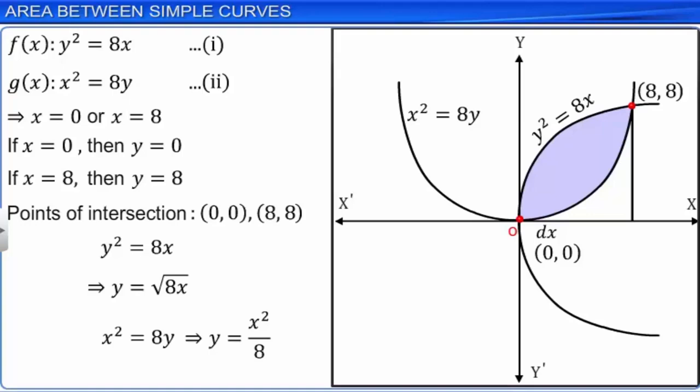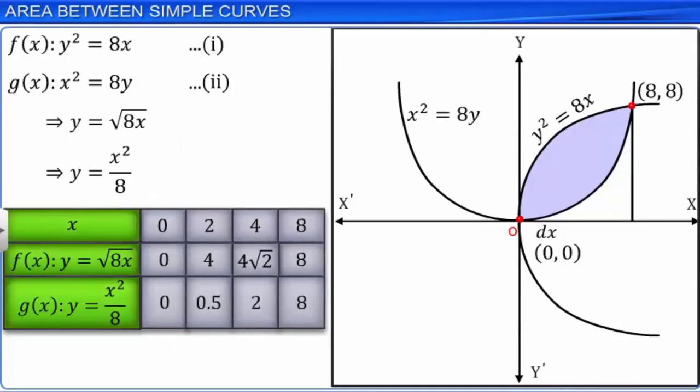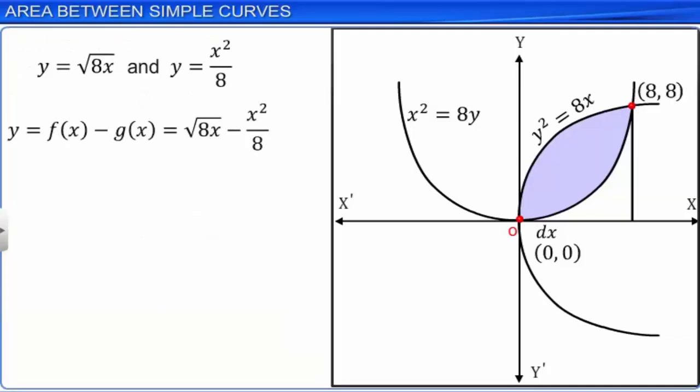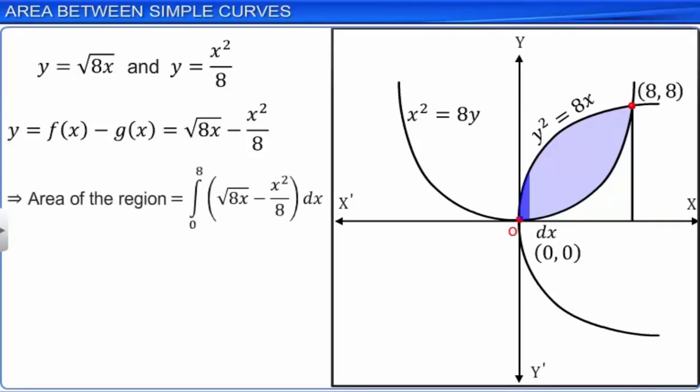Now, if we take a strip of width dx and height y, where y is equal to f of x minus g of x, then the area of the region enclosed is given by integral of root 8x minus x squared upon 8 from 0 to 8. Simplifying this integral as shown, we get an expression between the limits 0 to 8. Simplifying this further, we get 64 upon 3. Hence the area of the required region is 64 upon 3 square units.